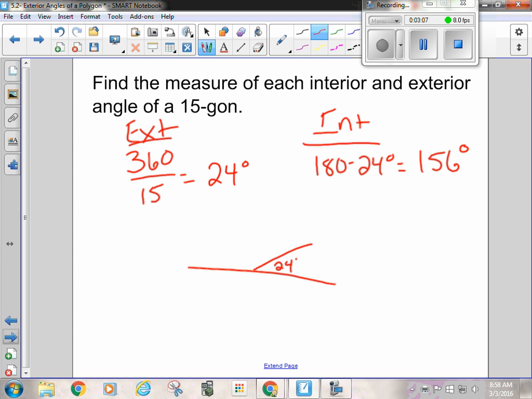Now, we could use our formula from yesterday, 180 times the number of sides minus 2, and we can divide it by the number of sides again. And this should get us the same thing. So 180 times 13, because that's 15 minus 2, divided by 15. Oh, oops, I did that wrong on my calculator. 180 times 13 and divided by 15, the number of sides. And again, we get the 156. So it works out just fine for us. You can find it either way.